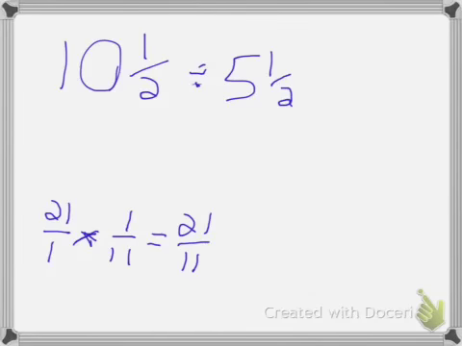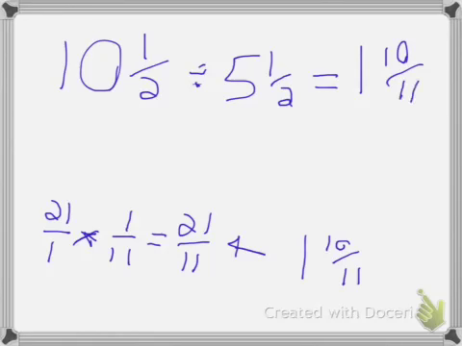But since the original equation was a mixed number, you want to change this improper fraction into a mixed number. So 11 goes into 21 one time with 10 left over. So the answer of 10 and 1/2 divided by 5 and 1/2 is 1 and 10 over 11.